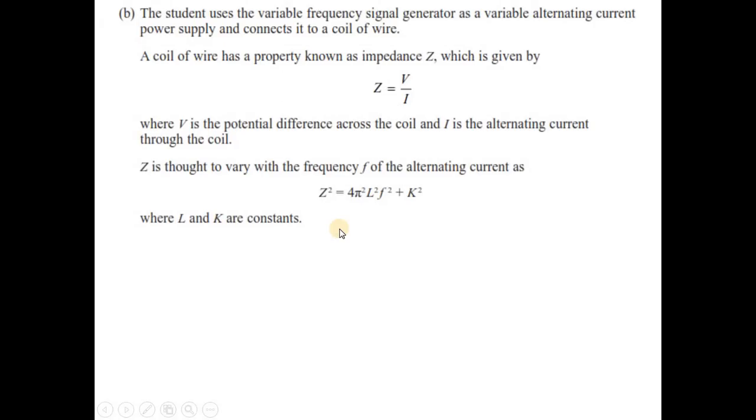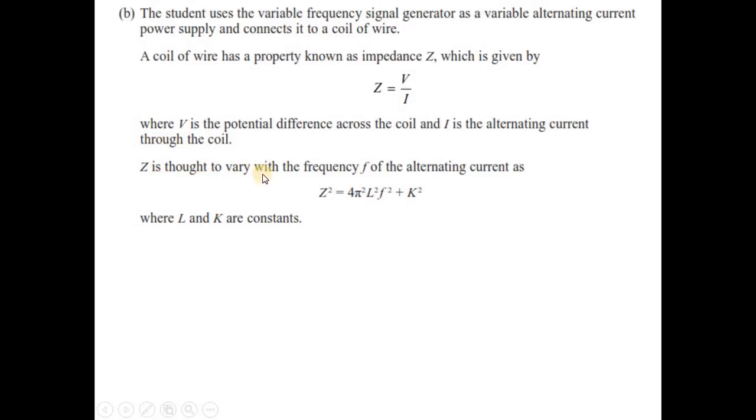Part B, the student uses the variable frequency signal generator as a variable alternating current power supply and connects it to a coil of wire. A coil of wire has a property known as impedance Z, which is given by Z is equal to V upon I. So we can find impedance, voltage divided by the current, where V is the potential difference across the coil and I is the alternating current through the coil.